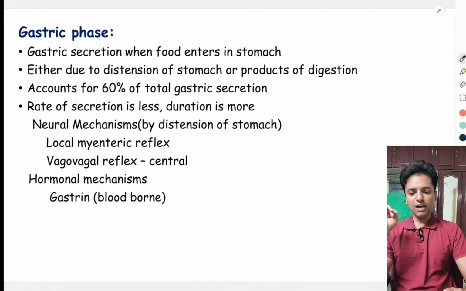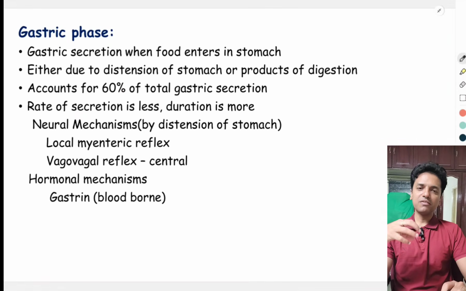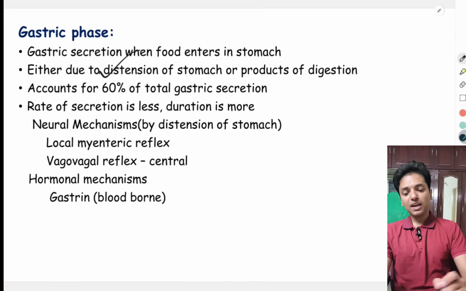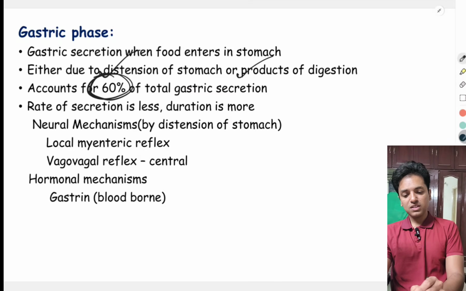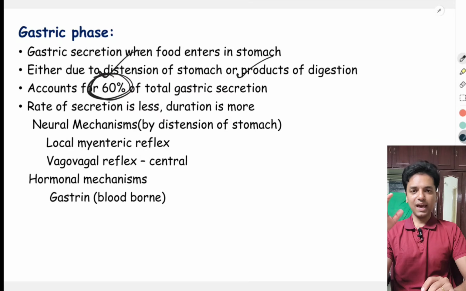Next, let's dive into the gastric phase. So gastric phase is a phase of gastric juice secretion wherein the gastric juice secretion is going to occur once the food has entered into the stomach. Now this can occur either because of the distension of the stomach, or because of the products of digestion. So this accounts for 60% of the total gastric secretion. 30 to 40% was the cephalic phase, and 60% is the gastric phase.